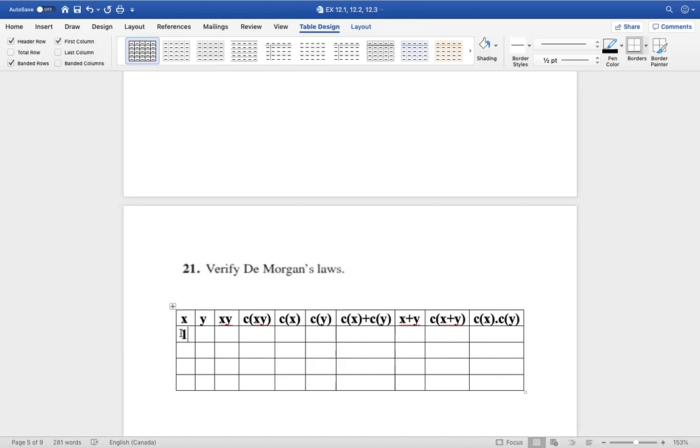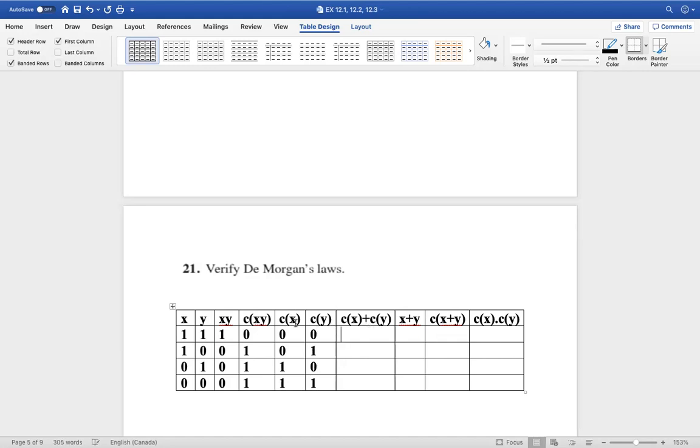Okay, so we have 1 1 0 0, we have 1 0 1 0. Okay, so we take the dot product, so 1 1 is 1, 1 0 is 0, so 1 0 0 0. Okay, we take the complement of this, so it becomes 0 1 1 1. Okay, we have the complement of x, so it becomes 0 0 1 1. Complement of y, it becomes 0 1 0 1.